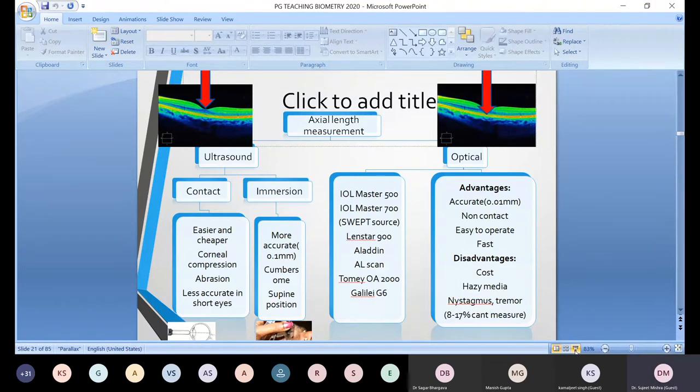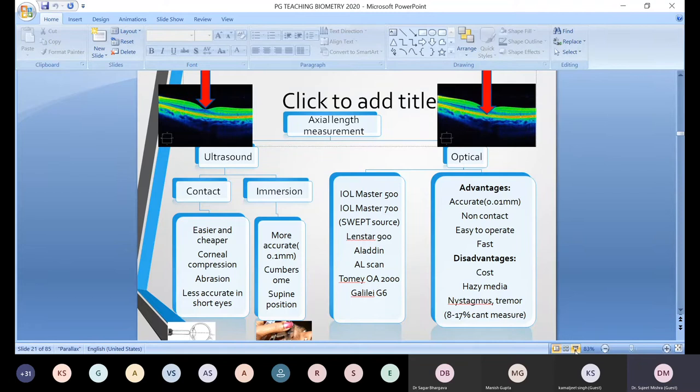The optical biometer is the order of the day. So many equipments are available. Gradually, as I proceed in my talk, I will try to give you an overview. We have IOLMaster 500, 700, Lenstar, Aladdin, Tomey, all sorts of things. Definitely, it is more accurate.